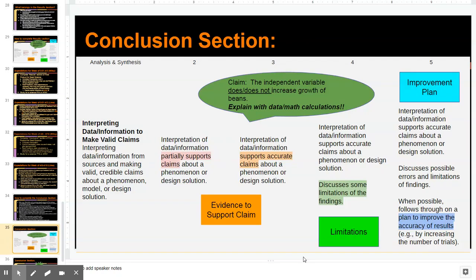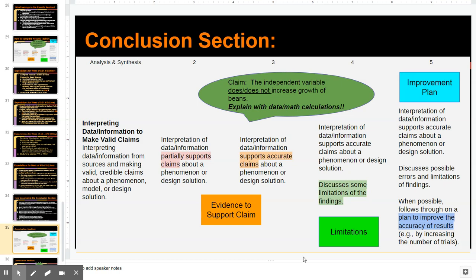Okay, so in the last video, we talked about how the conclusion section actually gets written. Here, we're going to talk about how it gets scored. So the first skill that we're going to get scored on is interpreting data and information to make valid claims. The first two levels of that: if you don't have a claim, you can't get scored on this. So you've got to have that claim that we talked about in those previous videos.